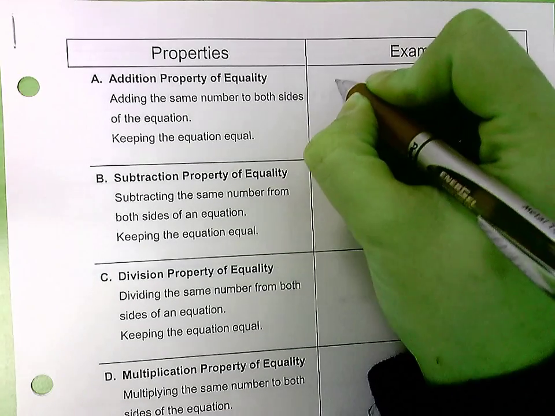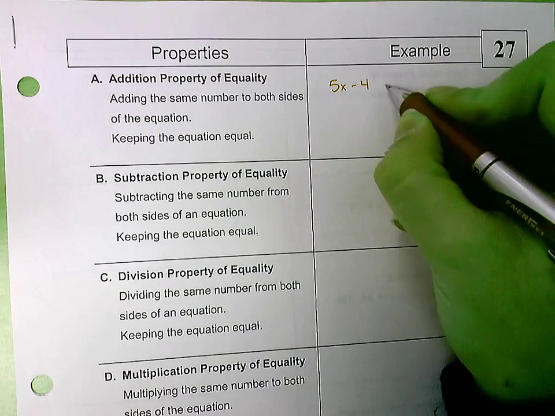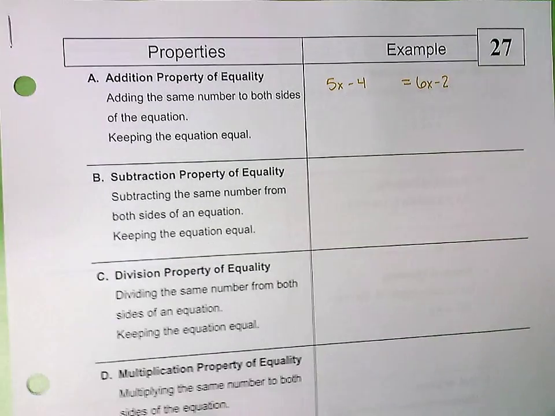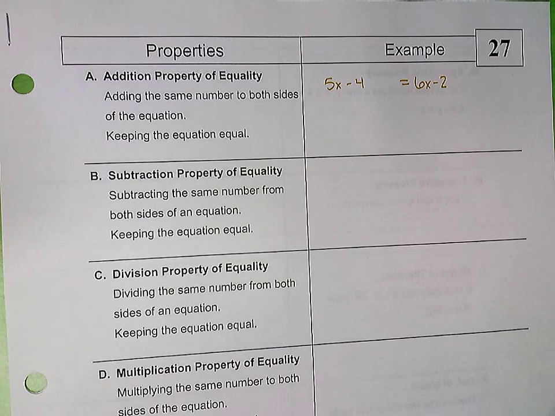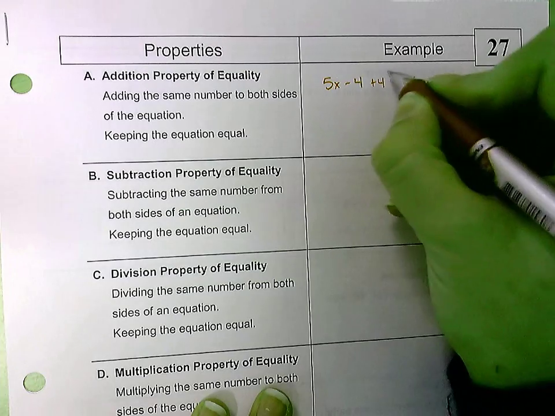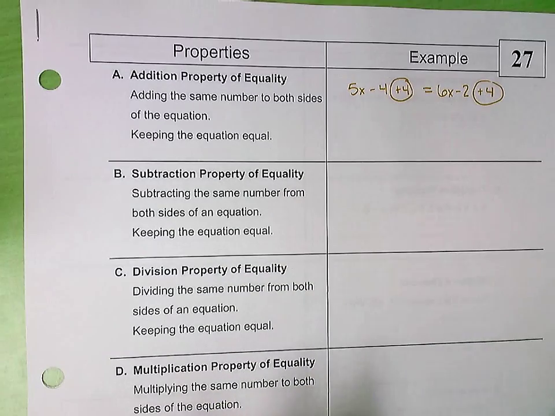So if I have 5x minus 4, I'm going to leave a space here, equals 6x minus 2. When I try to solve an equation, I want to add this 4 to both sides so I can combine like terms. That's how you would go about solving that equation. When I'm adding that 4 to both sides, it's keeping that equation equal, and that's considered the addition property of equality. So, adding something to both sides of your equation.